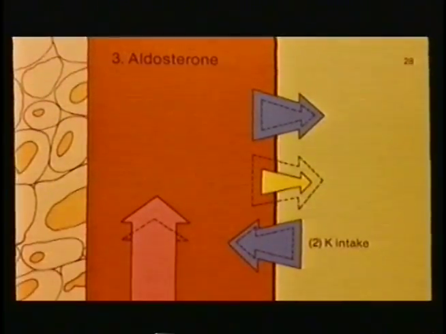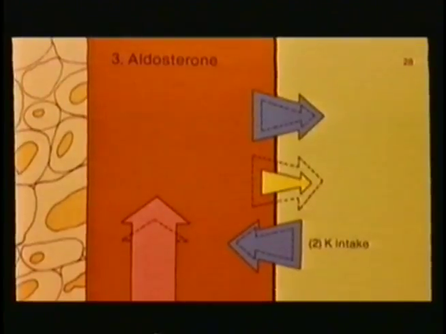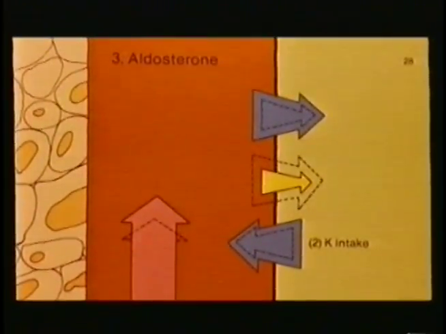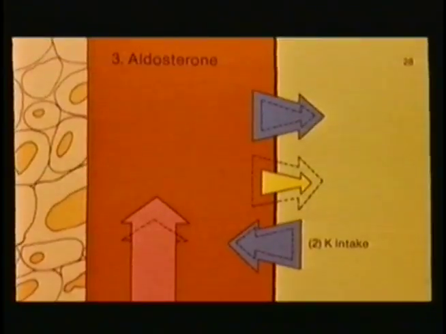28. A second way in which aldosterone levels can be increased is by increased potassium intake. A high potassium intake may stimulate aldosterone secretion and lead to increased potassium excretion. Simultaneously, sodium excretion is decreased.